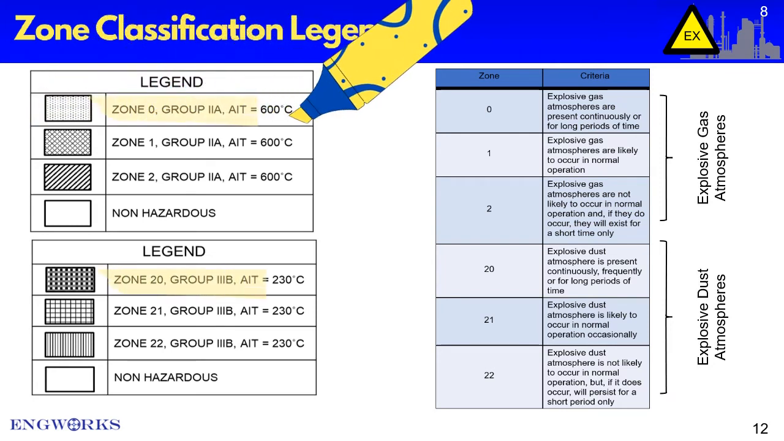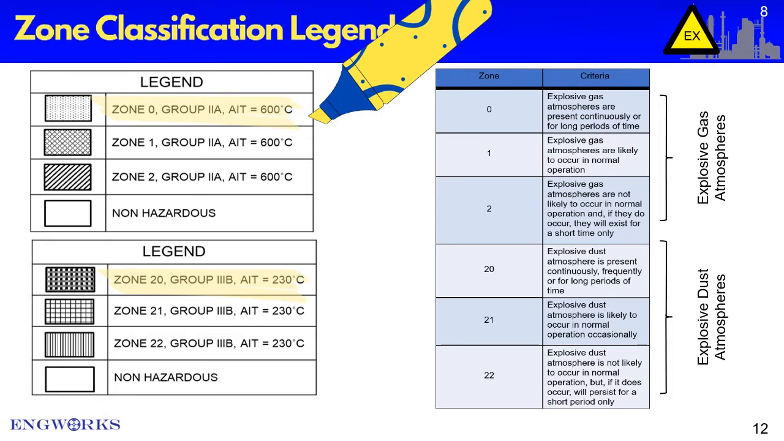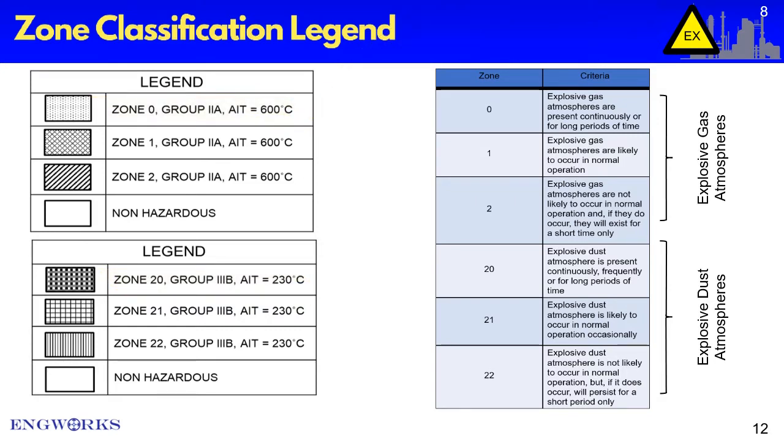A Zone 0 or Zone 20 location indicates a very high level of risk, as there is expected to be a continuous explosive atmosphere. Locations classified as Zone 1 or Zone 21 indicate that there is likely to be an explosive atmosphere in normal operation. A Zone 2 or Zone 22 location indicates that an explosion hazard is not likely to exist, and, if it does, will exist for a short time only. Locations where the explosion risk is deemed negligible are designated non-hazardous.